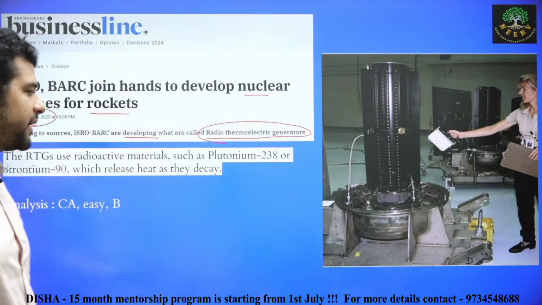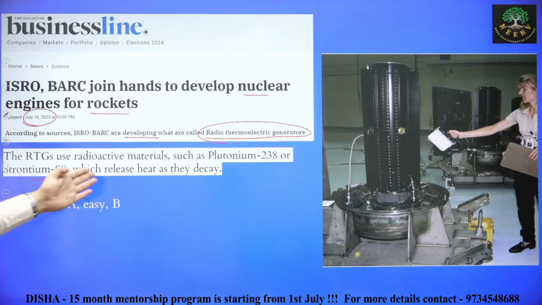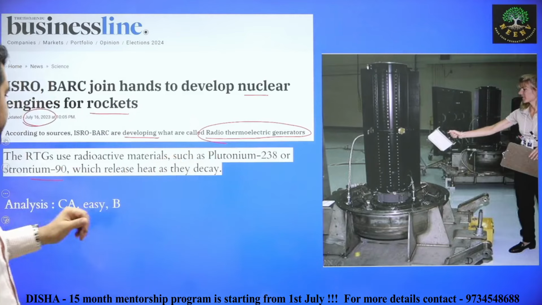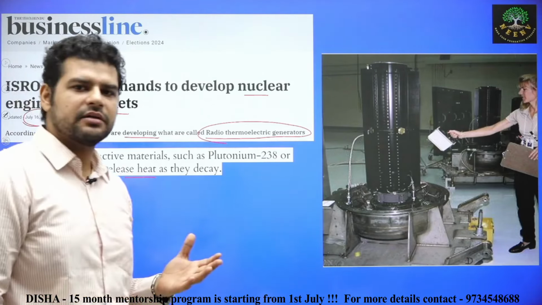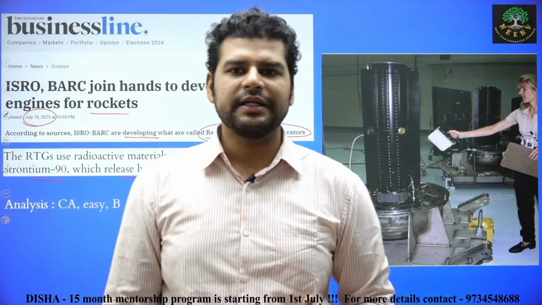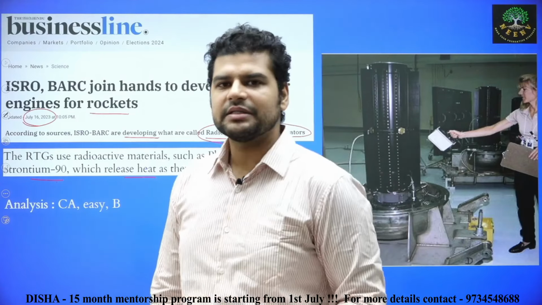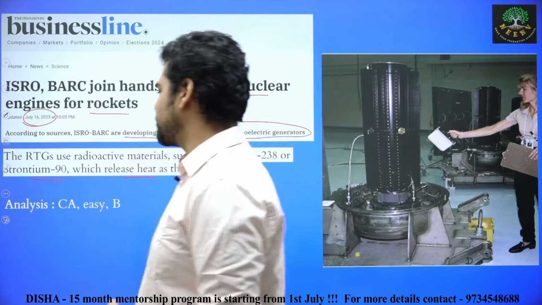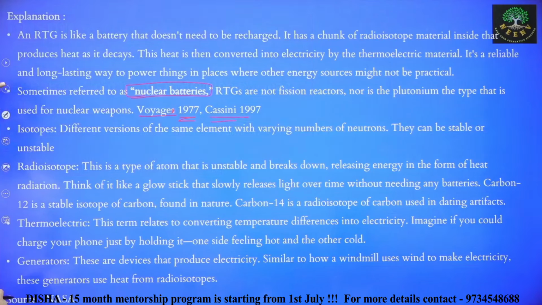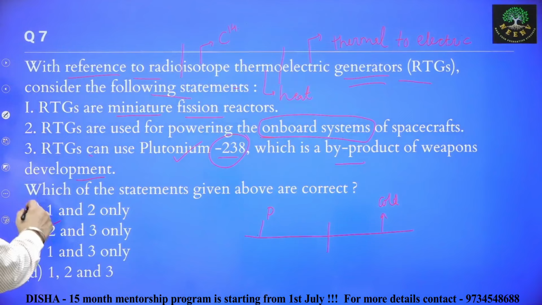They could have made it harder by adding strontium-90 also. So RTGs use plutonium-238 and strontium-90, right? And they release heat as they decay. So this was based on current affairs. This was fairly easy if you knew this. And why am I saying this is easy? Because this was big news and you had to prepare it. Okay. So the answer is B.